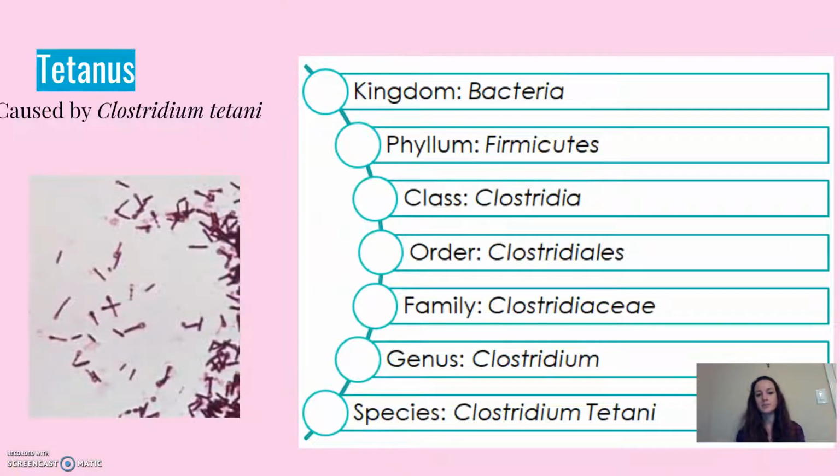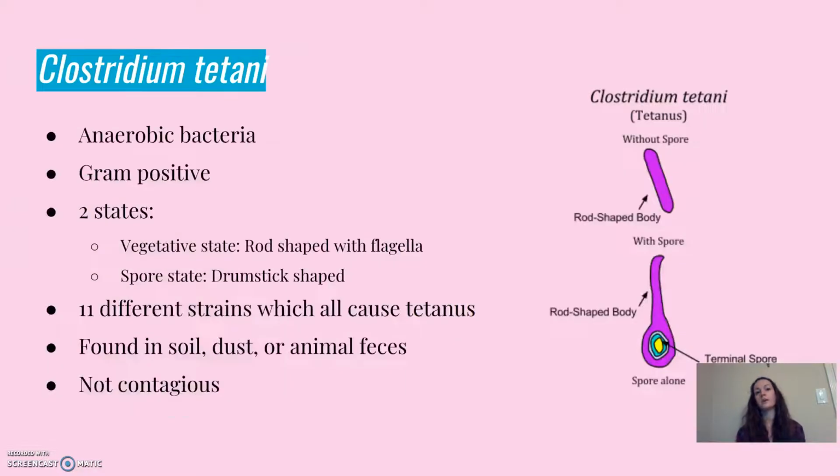Tetanus is caused by the bacterium Clostridium tetani. So below you can see a picture, and on the right you can see its taxonomy. And Clostridium tetani is an anaerobic bacteria, so it has to grow in an area where there's not very much air. It's gram-positive, so you saw in the picture before, it stains purple when put under a gram stain.